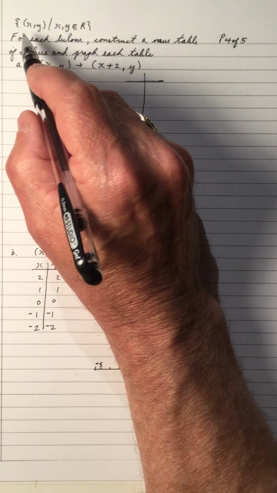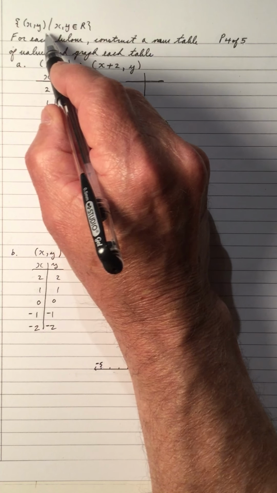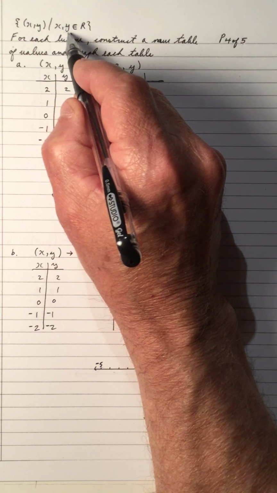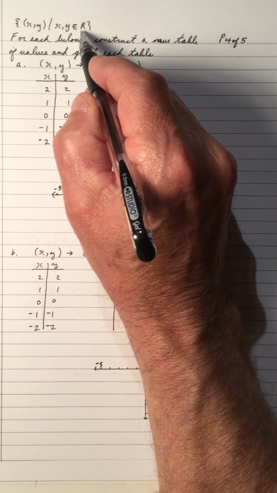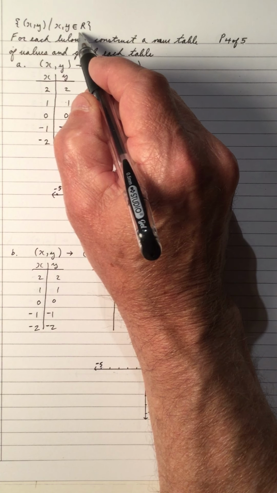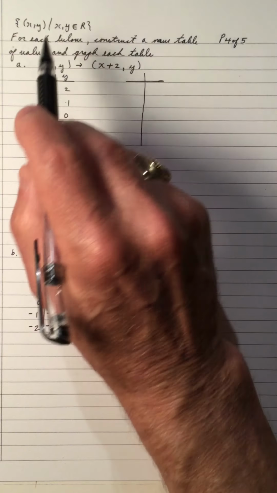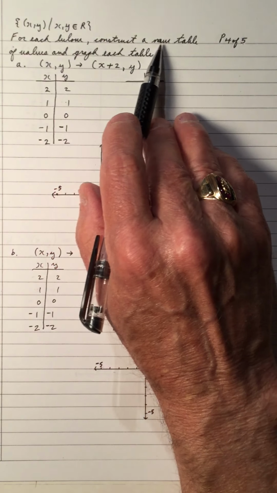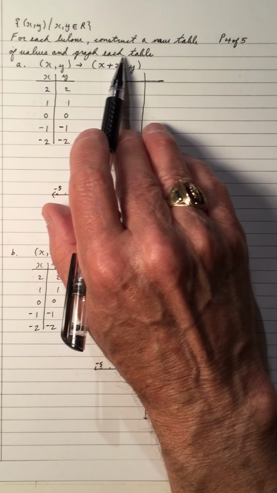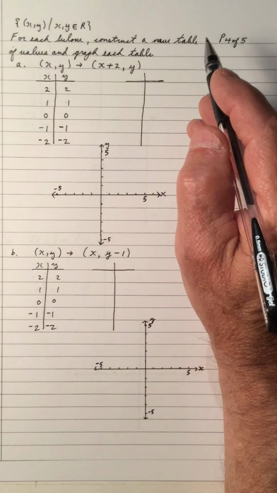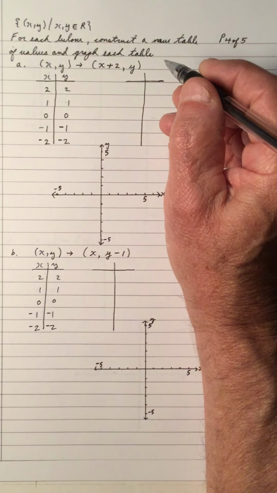And now we're going to graph a set of x, y such that x, y belongs to the reals. So the difference between the integers and the real numbers is that integers are dots, and real numbers are shading. For each below, construct a new table of values and graph each table. So here we go. It's the same thing again.